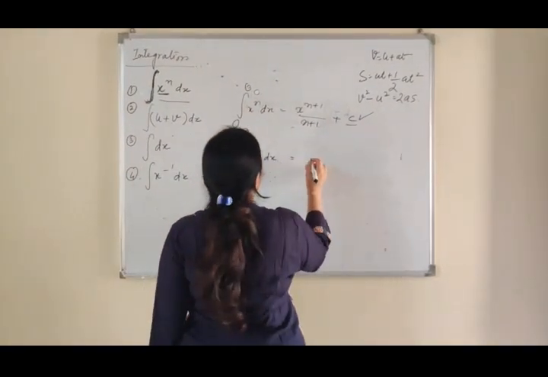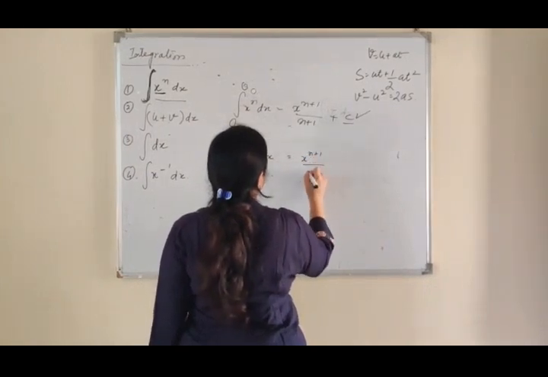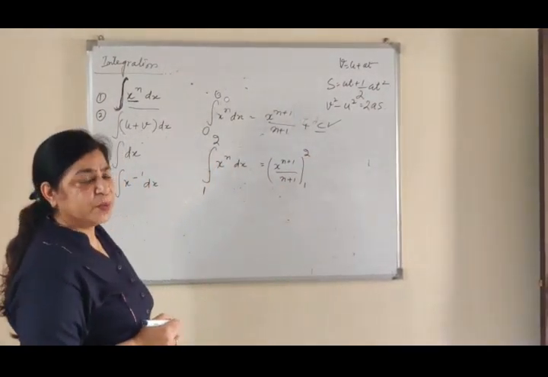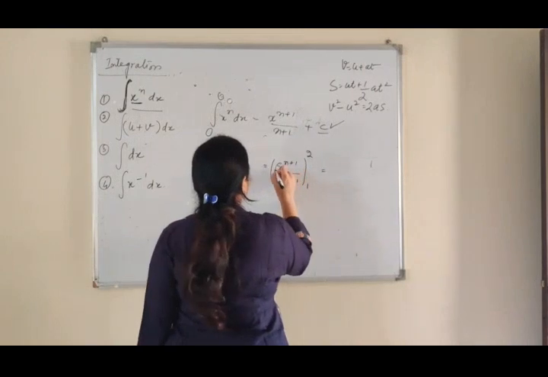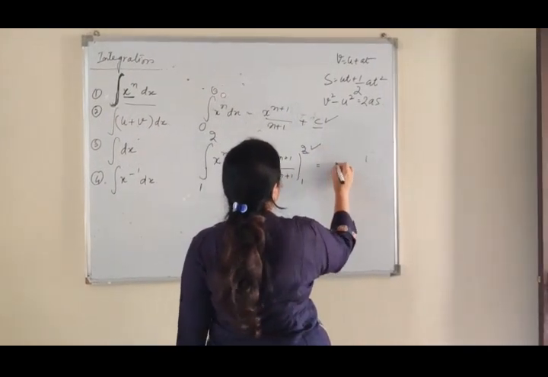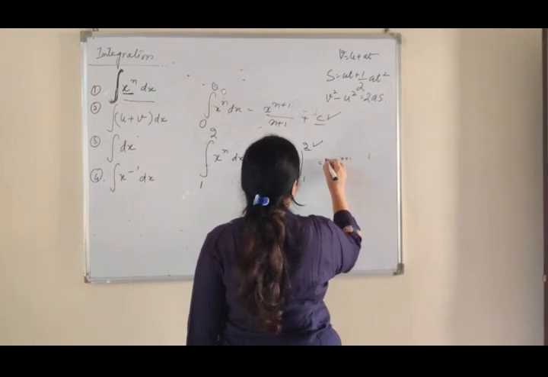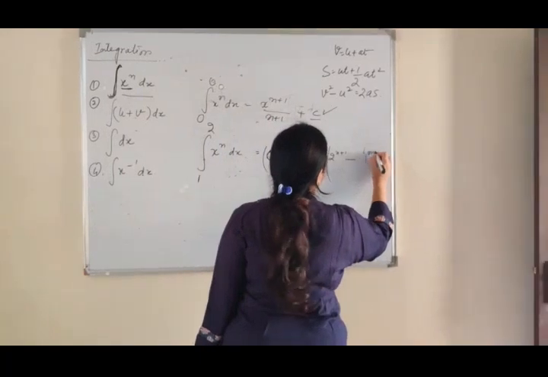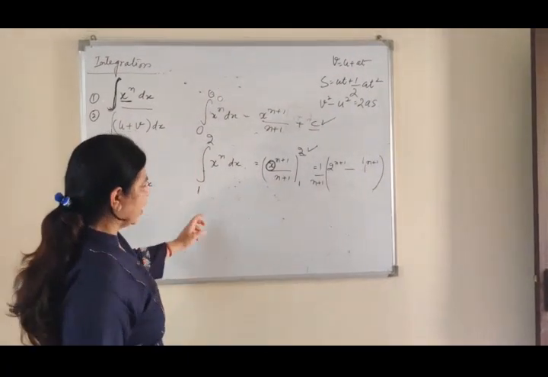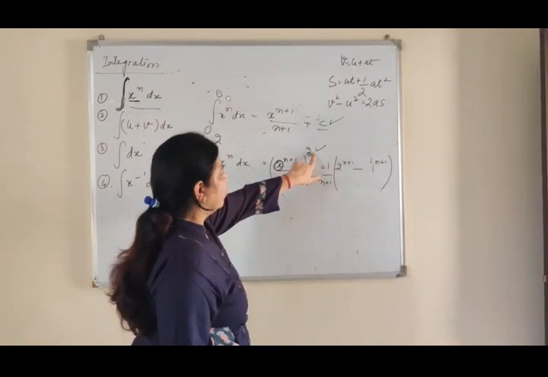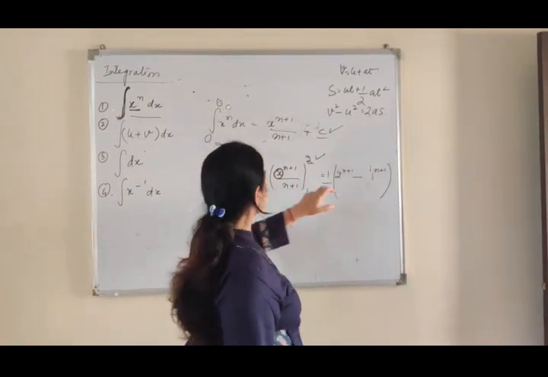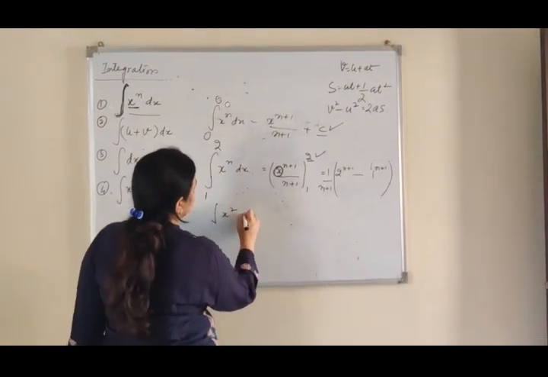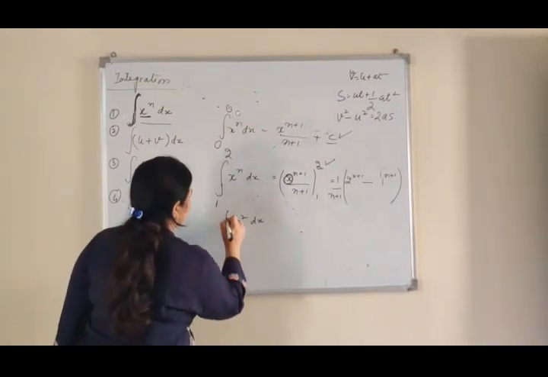In that case, we will have x power n plus 1 with the limits 1 to 2. So how will we put the limits? In place of x, firstly I will write the upper limit, means 2 raised to the power n plus 1, by n plus 1 I can take out, then minus 1 raised to the power n plus 1. Means what I have done: in place of x I have inserted the upper limit, then minus, then I have inserted the lower limit.